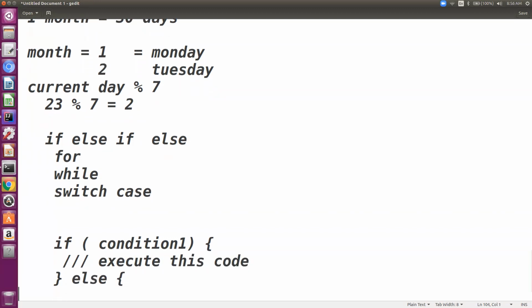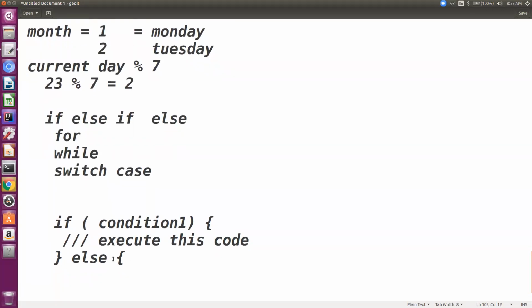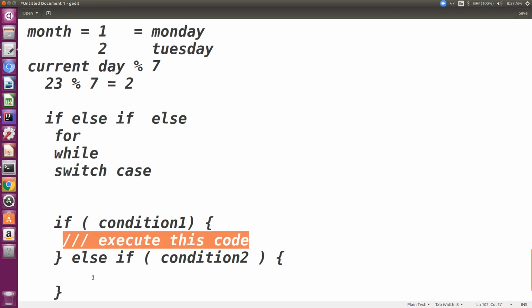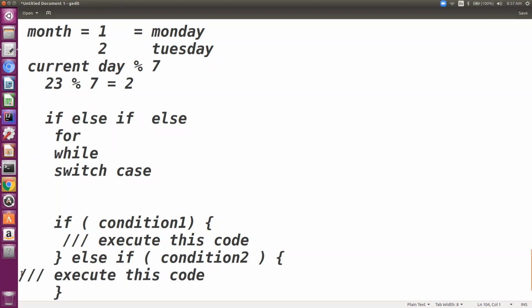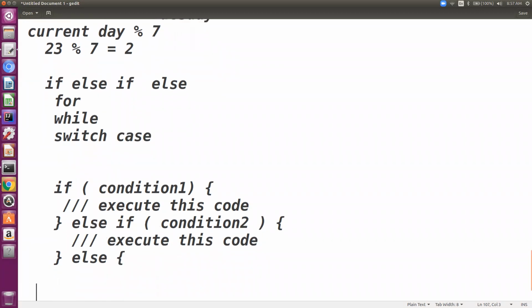Else, now you have the option of else directly or else if. Let's write this: else if condition is 2, then execute this code. And if nothing matches, then else. This is your logic most of the time, you will have to do this. Where condition 1 is any expression.